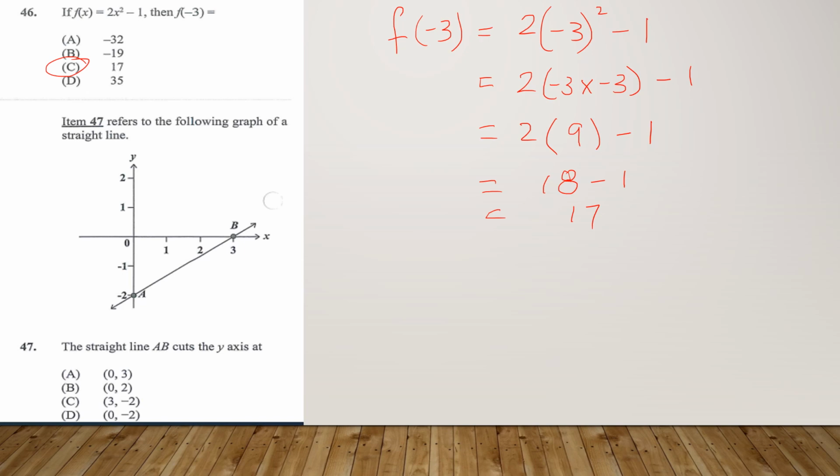47 refers to the following graph of a straight line. The straight line AB cuts the y-axis at. So now we need to know that this is the y-axis, this line here. So it cuts it here, and that is 0, negative 2. So the answer is D.